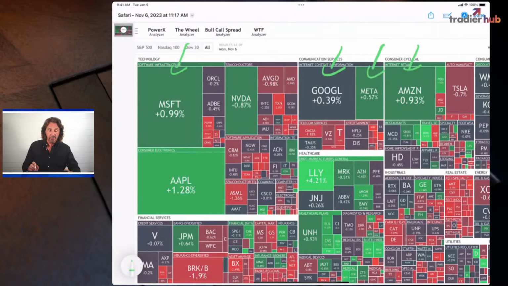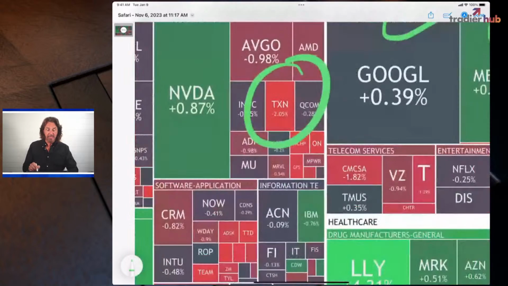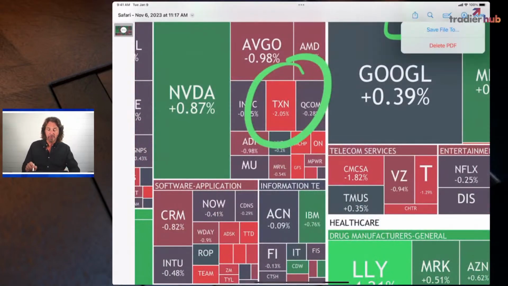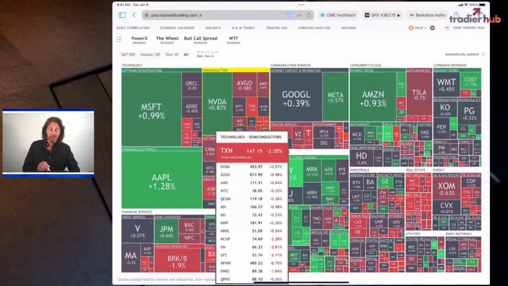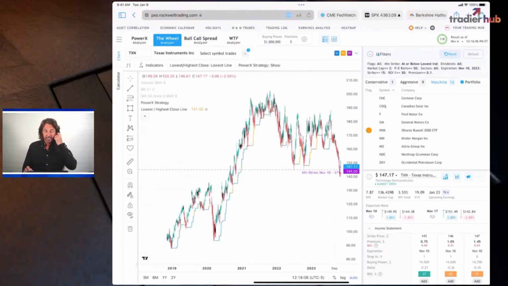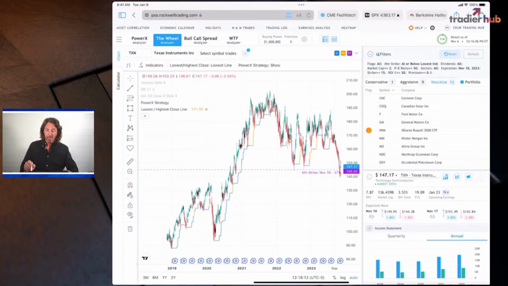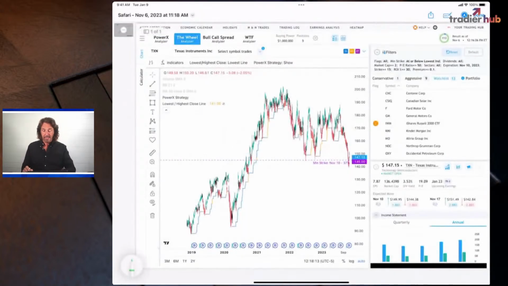However, there's a few that are kind of bright red. And one of them that sticks out, while NVIDIA is up, Texas Instruments, TXN, is down 2%. So let's take a look at Texas Instruments here and see, oh, okay, that's another interesting one. So first of all, we are looking at the income statement, and the income statement is super, super solid. So this passes the test.